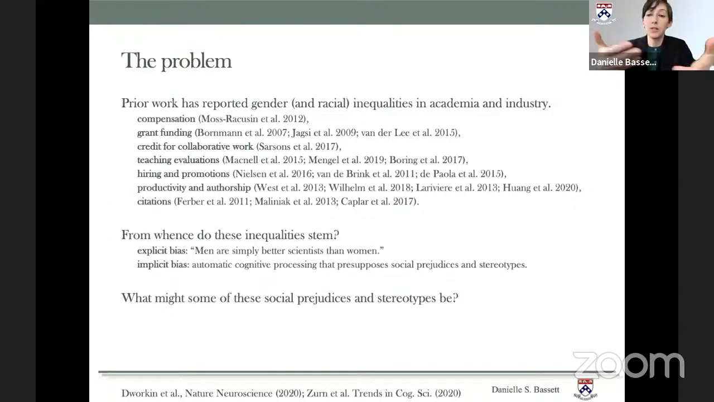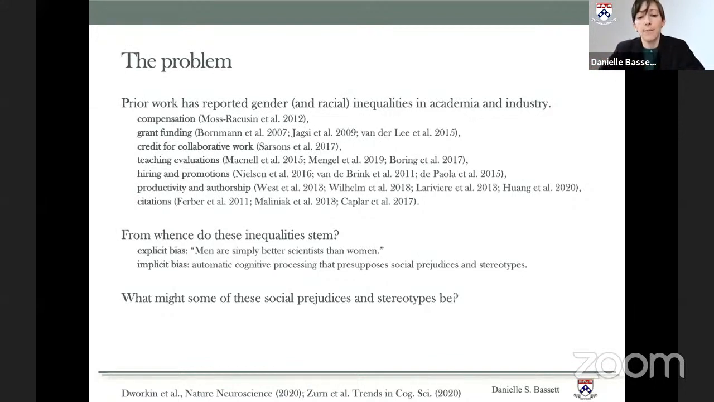One of them is an explicit bias. So for example, men or people of a particular racial heritage are just better scientists than women or people of another racial or ethnic heritage. Hopefully that's something that we don't hear too often, although I know we hear it more often than we should. The second potential explanation is implicit bias, and this is probably more common, much more common. So this is automatic cognitive processing that presupposes social prejudices and stereotypes.